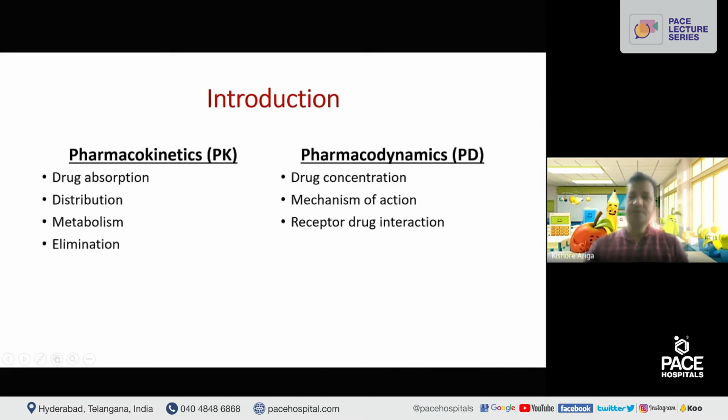Coming to pharmacokinetics and pharmacodynamics, pharmacokinetics is what the body does to the drug. The drug is absorbed, distributed, metabolized, and eliminated. Pharmacodynamics is what the drug does to the body. In this talk, I'll be concentrating exclusively on the pharmacokinetics part, which is a major determinant of drug dosing. Pharmacodynamics is a little more complicated and is a whole different topic, so I'll not be touching on it today.